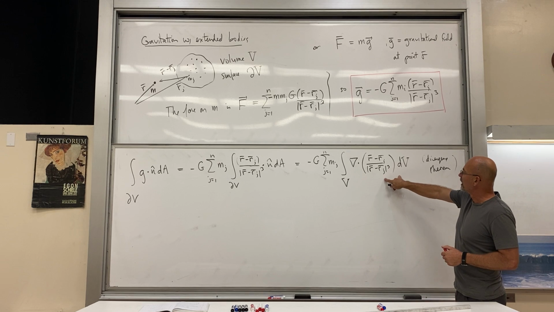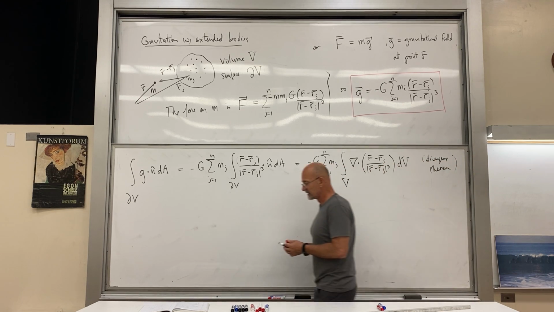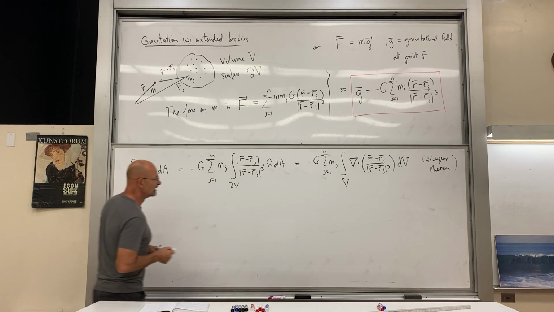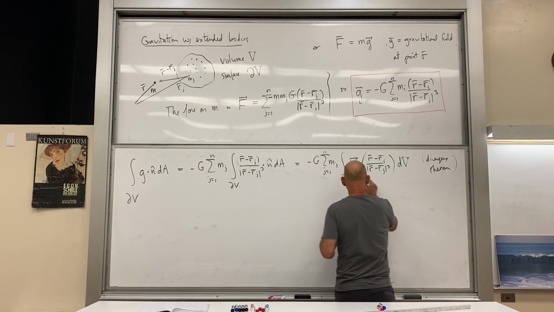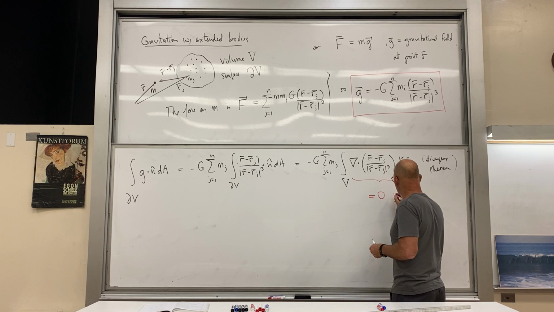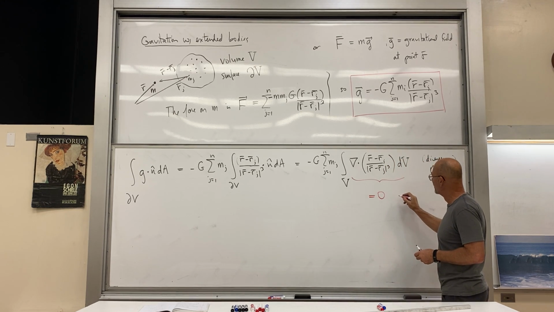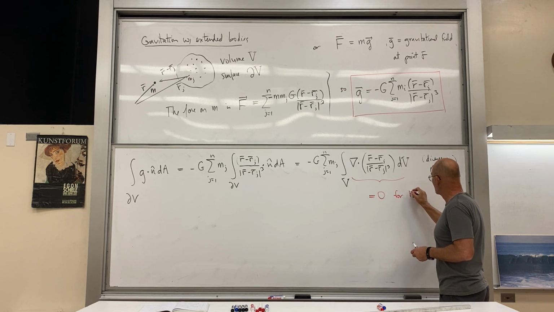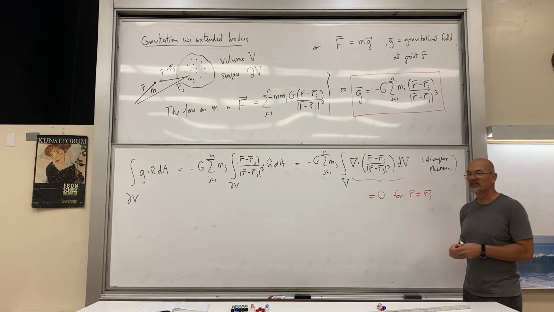Now, this is something I can either do for you or leave on the homework. There's some good practice to be had right here. Namely, we find, surprisingly, that this equals 0 for r not equal to r sub j.